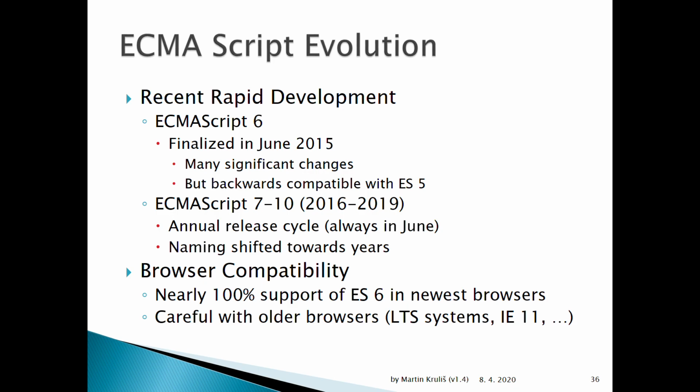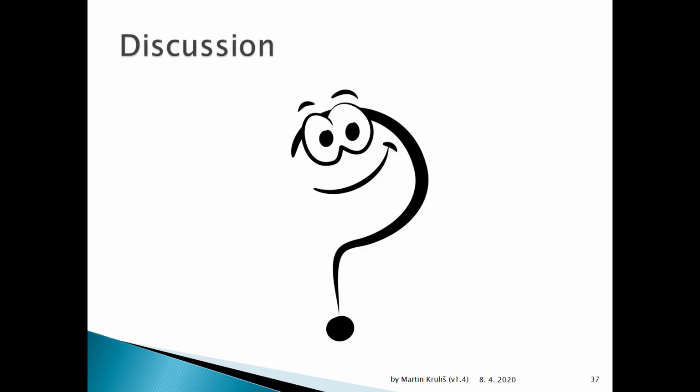Sometimes when you're dealing with older browsers, when you need to support some older systems, long-term supported systems, or even some Microsoft Internet Explorers, stuff like these, then you need to consider still using ECMAScript 5. Fortunately for you, you can still use newer versions of ECMAScript and then transpile them back to ECMAScript 5. There are tools for that, tools like Babel, for instance.